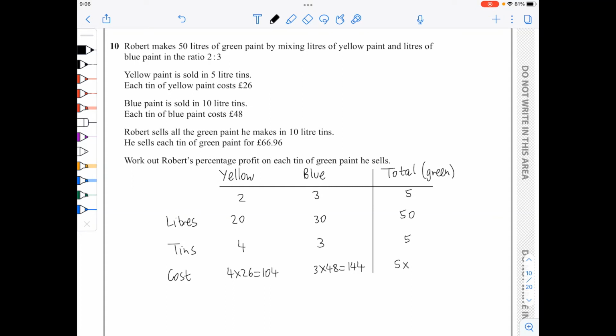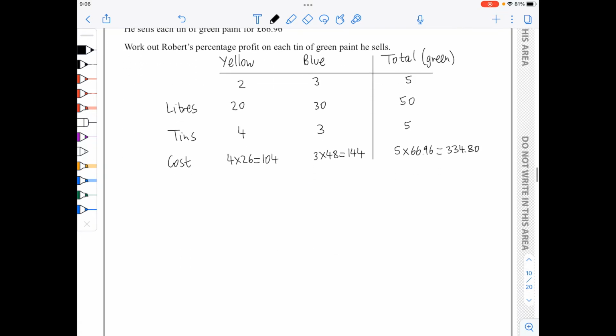So 5 times 66.96 is 334.80. So the total cost is just the sum of 104 and 144, which is 248. And to find the percentage profit, I will be dividing the income, the 334.80, by the cost of 248, which gives me an answer of 1.35, and therefore we're looking at a 35% profit.